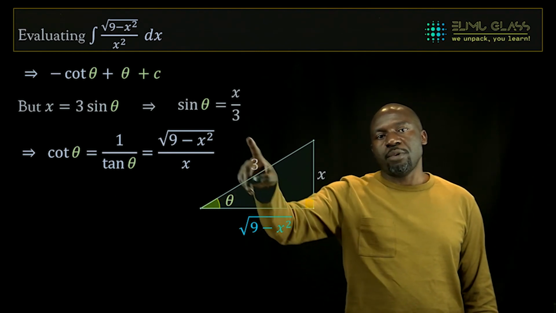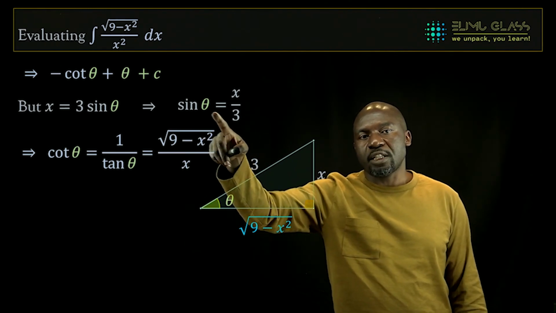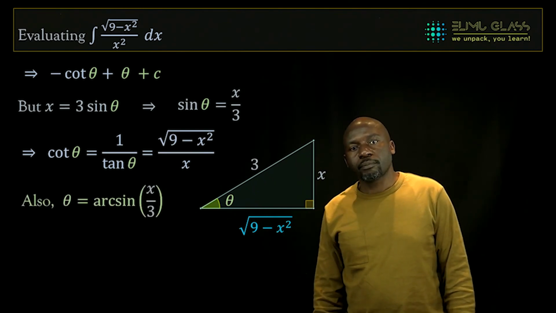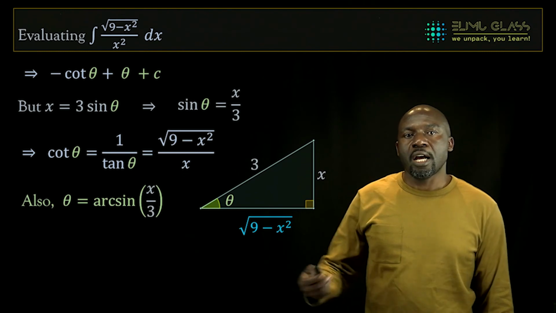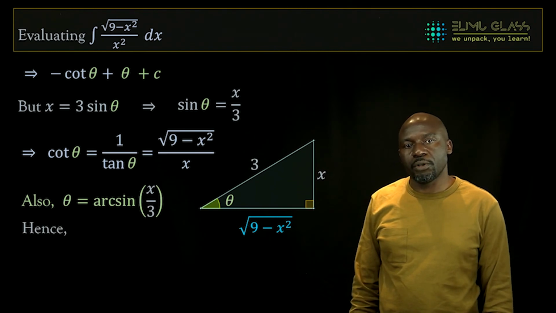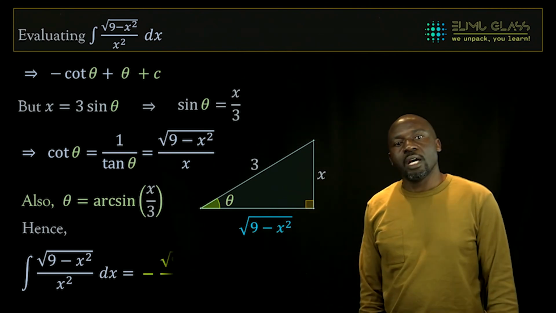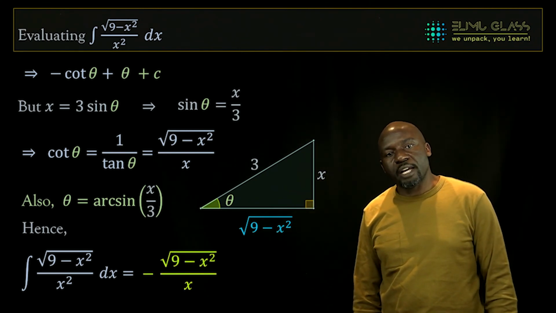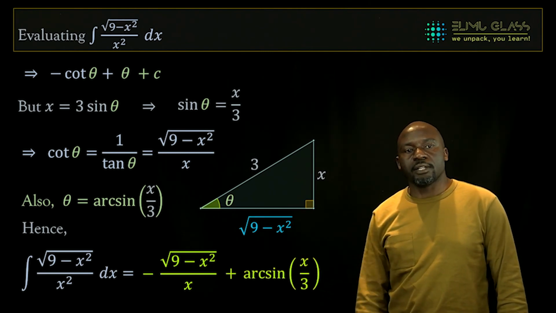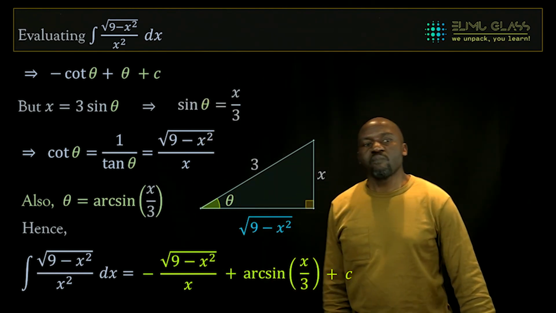The next step is to find this theta here. Because sine of theta is x over 3, theta must be arc sine, or sine inverse, of x divided by 3. Theta is arc sine x over 3, and therefore my integral reduces to, that should now be easy, because we are simply inserting these values that we found, and we will get negative the square root of 9 minus x squared over x, and then plus arc sine of x over 3 plus c. And this is the result of this integral.